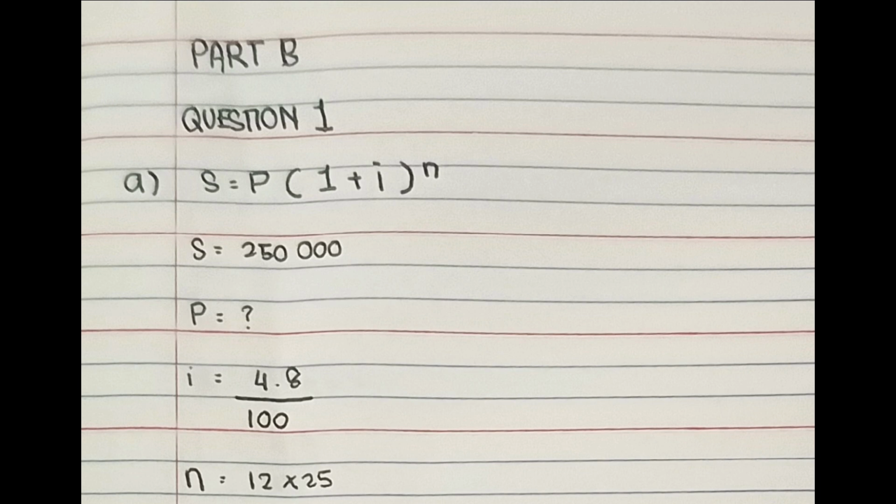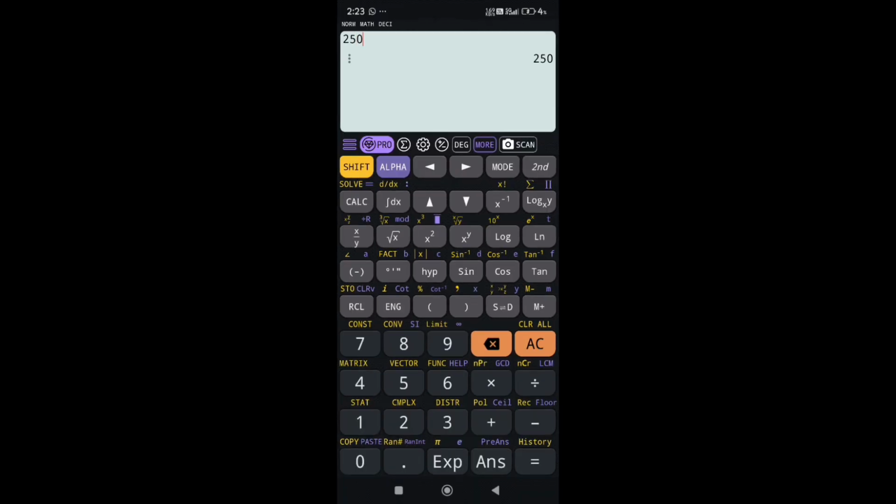First of all, we got the future value. The amount is 250,000 ringgit. The second is the interest rate. It is 4.8%, but we need to change it into a decimal number. So it will be 0.048. And the third one is 25 multiplied by 12, because the 25 years must be multiplied by 12 months. And last but not least, we got the principal, which we must find together.